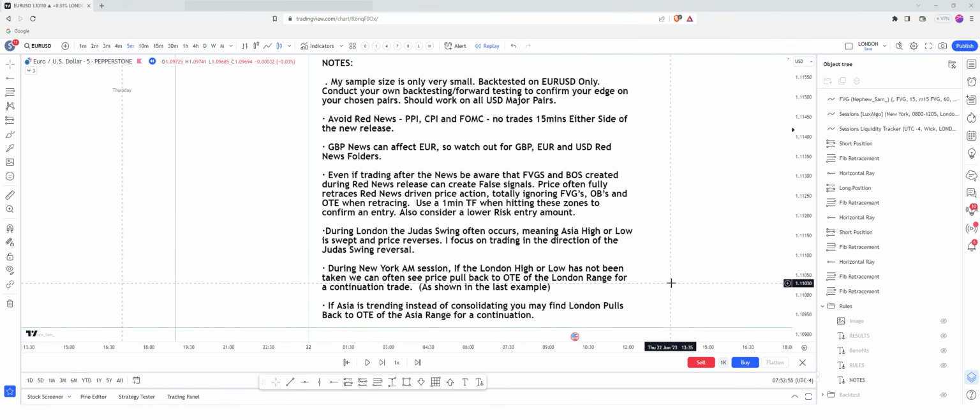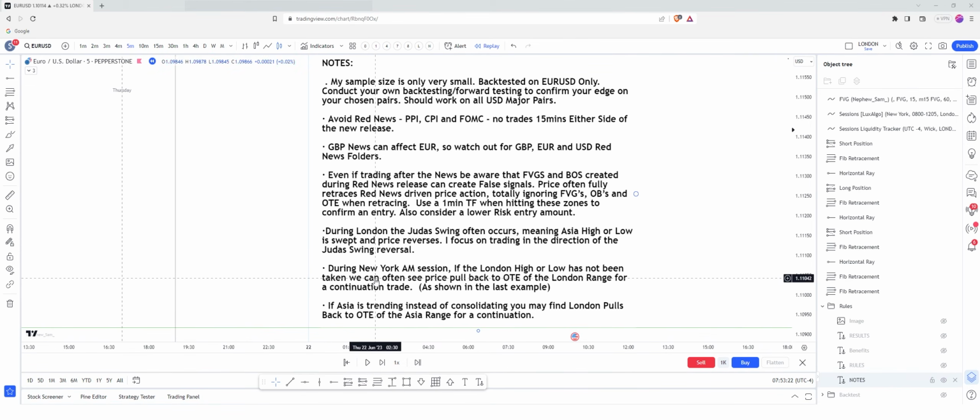During the New York AM session, if London high or low has not been taken, we can often see, this is specifically apparent when price is opening up in the middle of the range, the price will pull back to the optimal trade entry of the London range for a continuation trade. So this was shown in the last example that we just went through, where price pulled back into optimal trade entry to continue lower, seeking the London session lows.